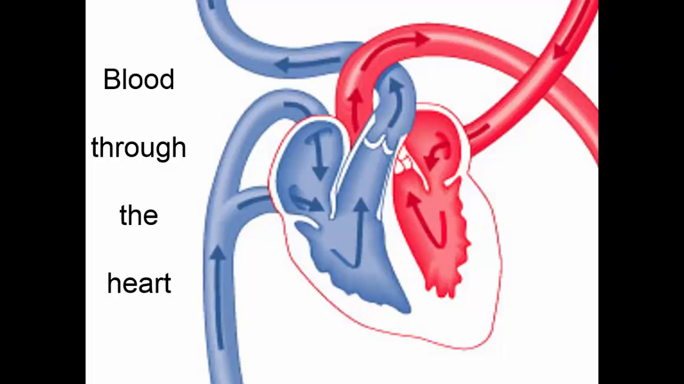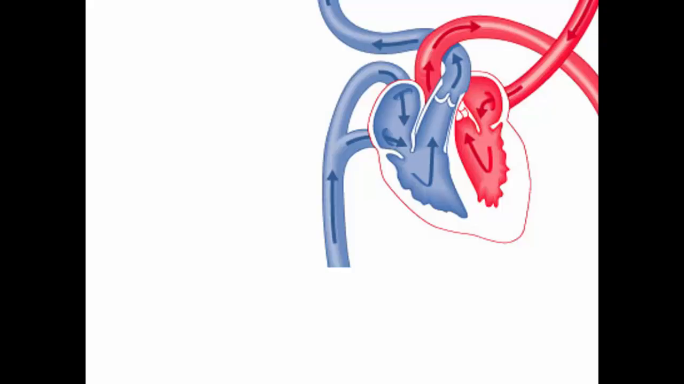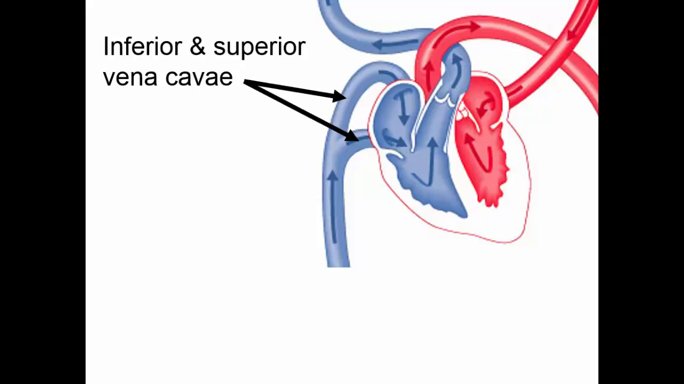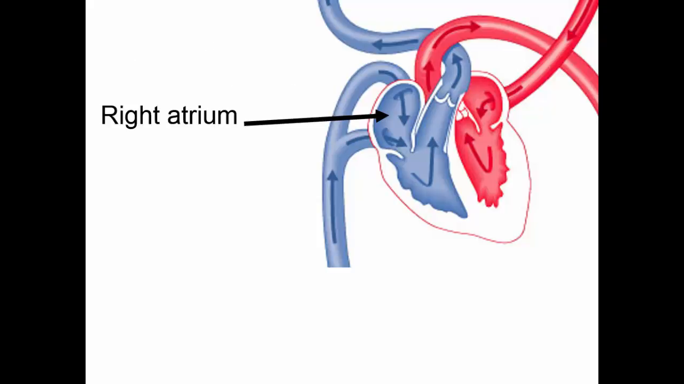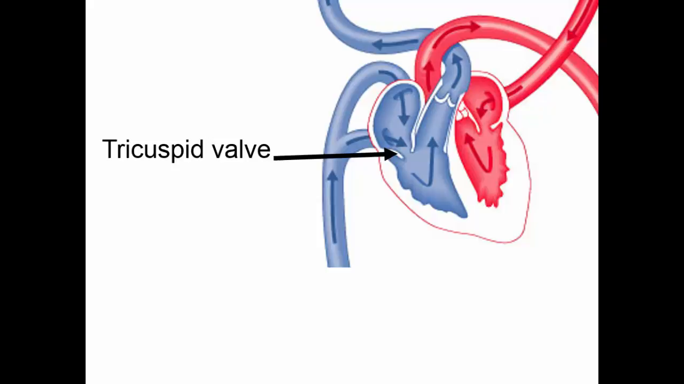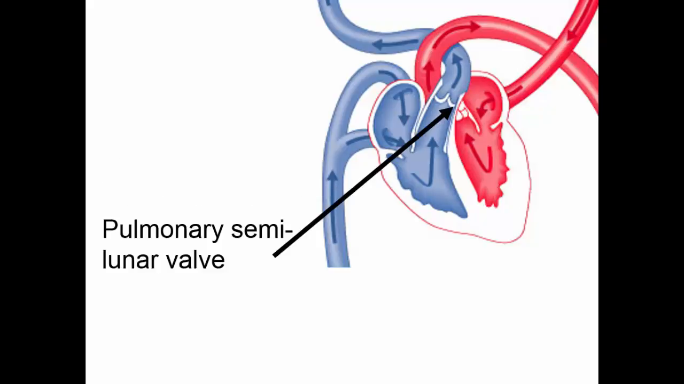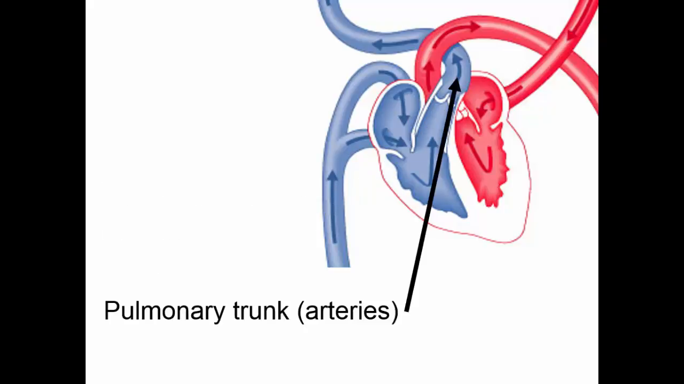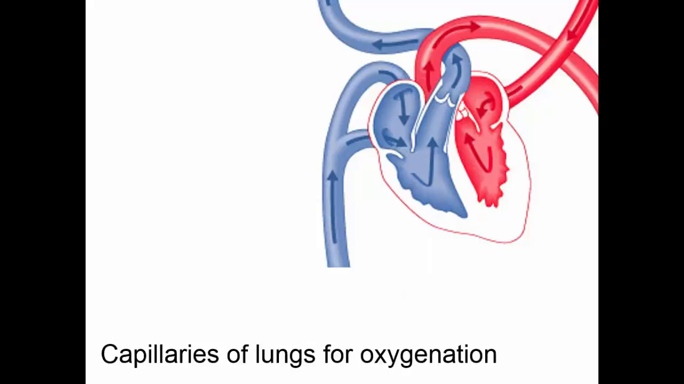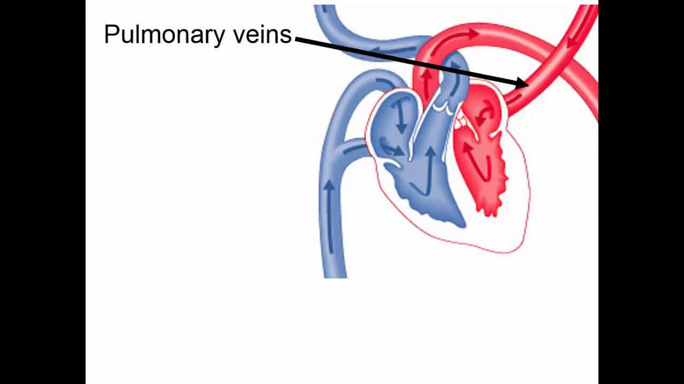Let's look at how blood flows through the heart. We always return blood to the heart through the inferior and the superior vena cava, and that empties blood into the right atrium. When the right atrium contracts, blood will be forced through the tricuspid valve into the right ventricle. When the right ventricle contracts, the blood will be forced through the pulmonary semilunar valve into the pulmonary trunk, which will branch to the right and left pulmonary arteries. The pulmonary arteries will take blood to the lungs so that the blood can pick up oxygen. The pulmonary veins return blood from the lungs to the left atrium.